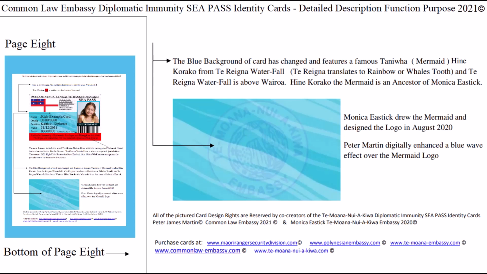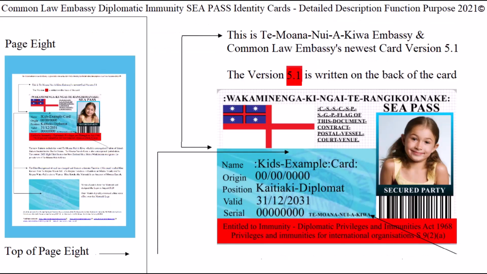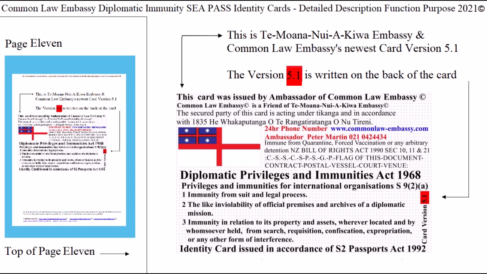The Common Law Embassy and Te-Moana-Nui-A-Kiwa Embassy both used this logo for the majority of the card production in modern time. The design rights of Te-Moana-Nui-A-Kiwa diplomatic immunity cards belong to their creators, Peter James Martin and Monica Eastick. Version 5.1 back of the card, issued by Te-Moana-Nui-A-Kiwa Embassy, Ambassador Monica Eastick. Version 5.1 back of the card, issued by Common Law Embassy, Ambassador Peter James Martin, copyright.